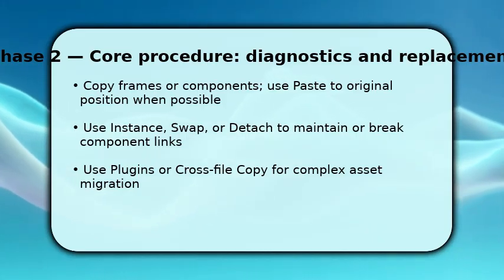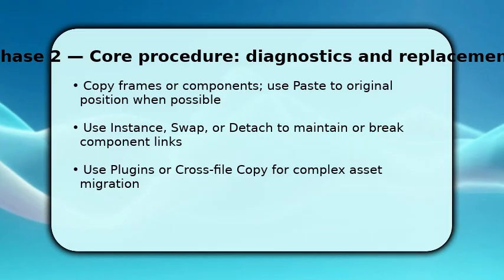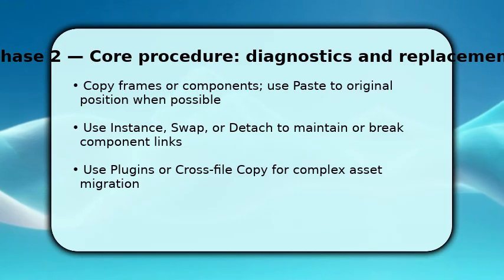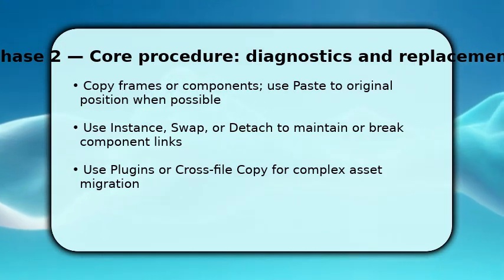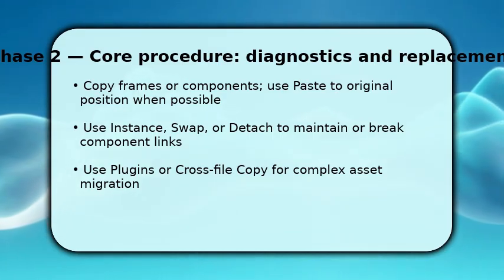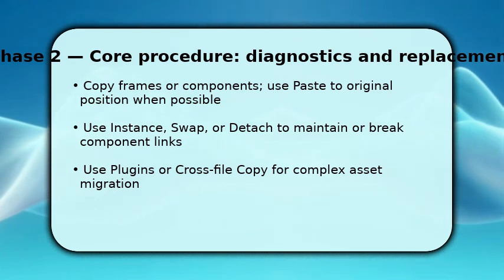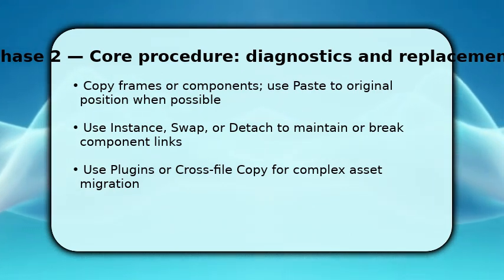When bringing components, decide: keep instances to preserve updates, or detach them if you need independent edits. Use the swap property to replace instances with local variants. For large or nested structures, use a migration plugin or cross-file copy to preserve constraints and auto layout. Make sure to check constraints and auto layout after pasting.